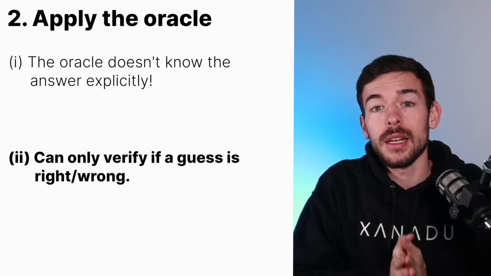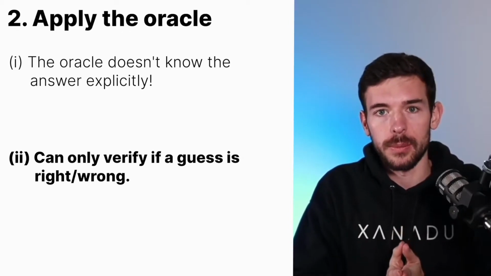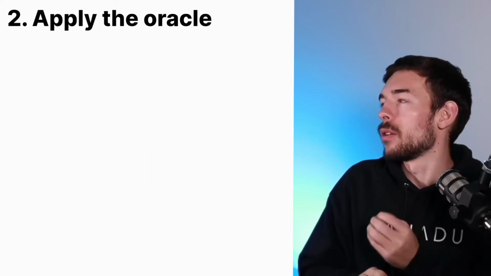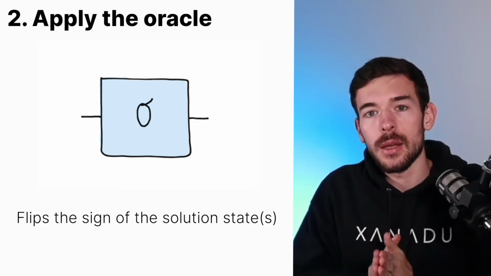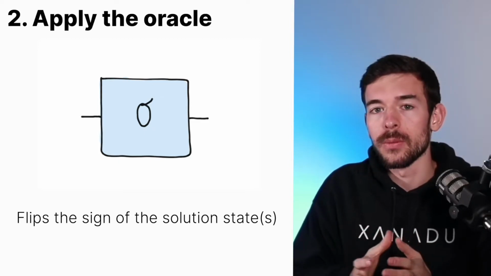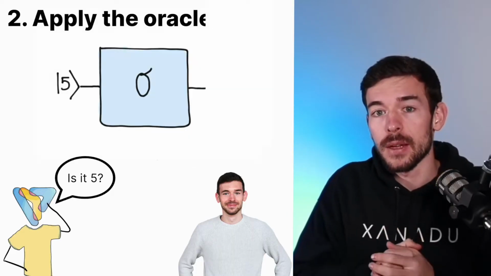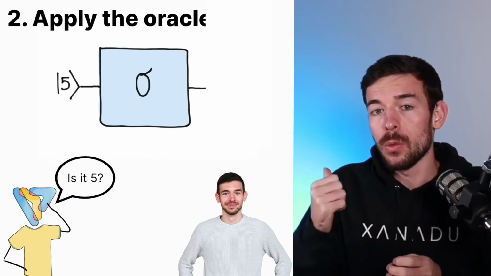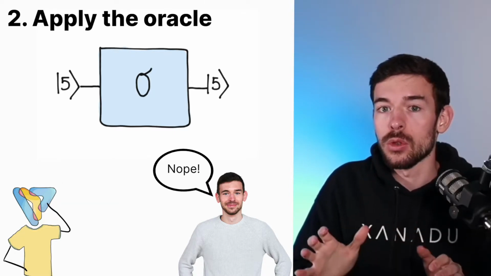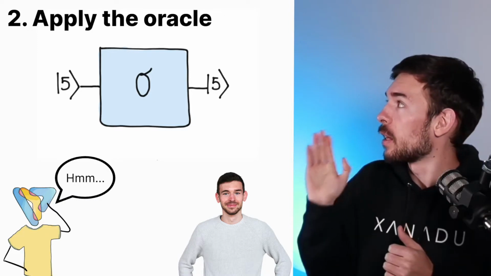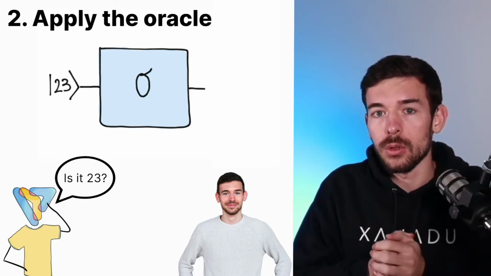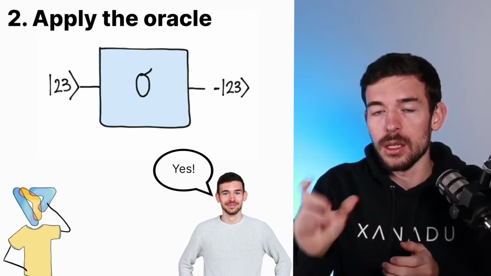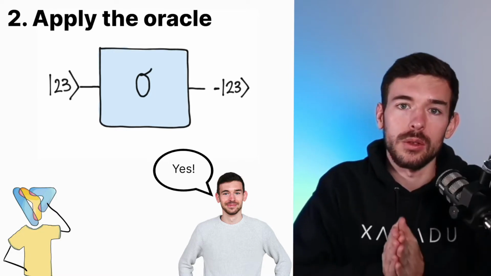So with this idea in mind, let's see how we can represent it in a quantum circuit. This oracle, this operator, let's call it O, is going to flip the sign of the elements that it considers a solution. For example, in our number selection, if we have the number 5 and we apply the oracle, the output is going to be 5, because this was not a solution. However, if we apply the oracle to the number 23, the output of the circuit is now going to be minus 23. It means we flip the sign of the elements that we consider a solution.